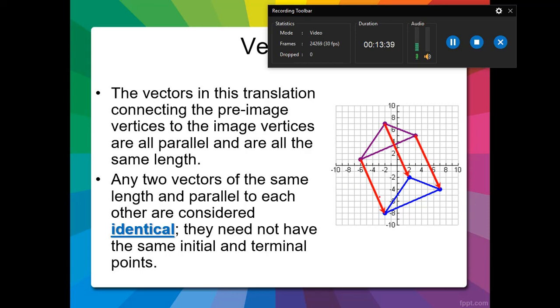So these vectors, because they are the same length and traveling in the same direction, they are considered identical to each other. They don't have to start at the same initial point, and they don't have to have the same terminal point. But because they're moving from the same object to the same image, they're all going to be identical.